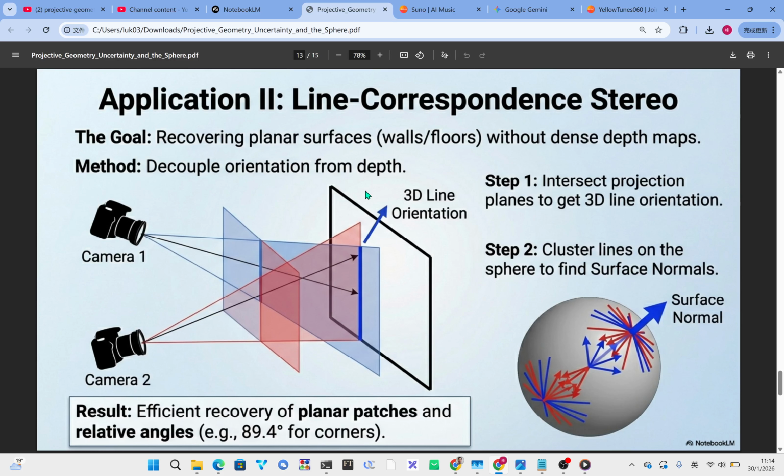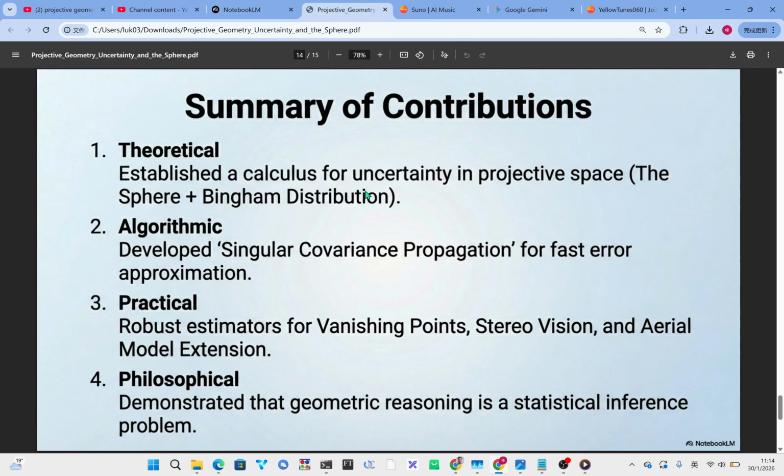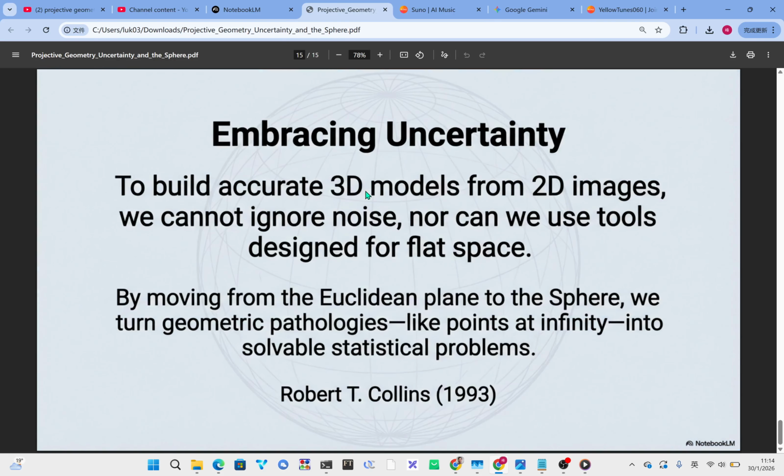It's a fascinating hypothesis. I mean, evolution is the ultimate optimizer. If spherical geometry is the most efficient, robust way to process visual data without crashing, it would make total sense if biology got there a few million years before Robert Collins did. So the next time you look at the horizon and see those railroad tracks meet, just remember, you aren't seeing the end of the world. You're just seeing the equator of your own personal sphere.